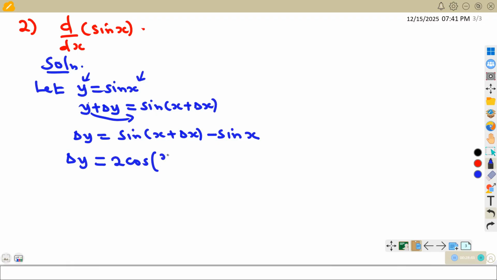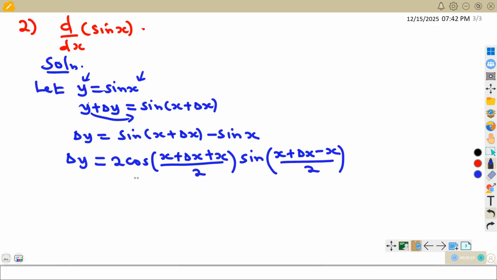X plus small changing x, plus x, then divide by 2. Close bracket. Sine into bracket: x plus change in x, small change in x, minus x, divided by 2. Okay, thank you so much.